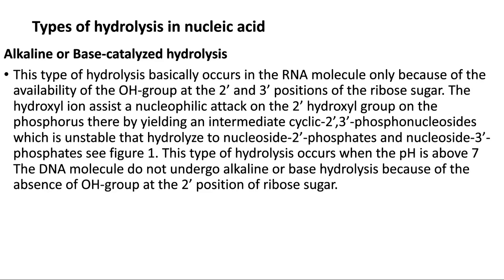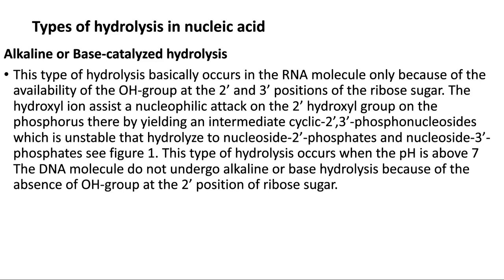And this cyclic 2',3'-phosphonucleoside is very, very unstable. In other words, it can easily be hydrolyzed into nucleoside 2' phosphate or nucleoside 3' phosphate. We see that in the next figure. Now, this type of hydrolysis occurs when the pH is above 7. That is why it is alkaline in nature.